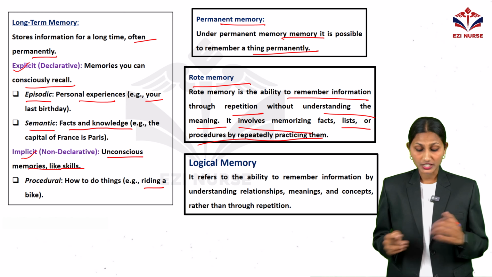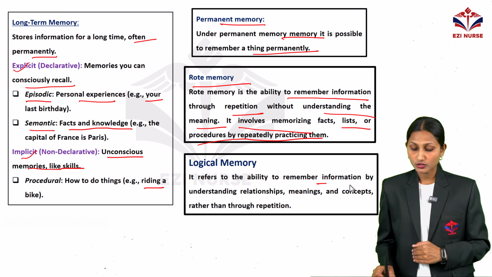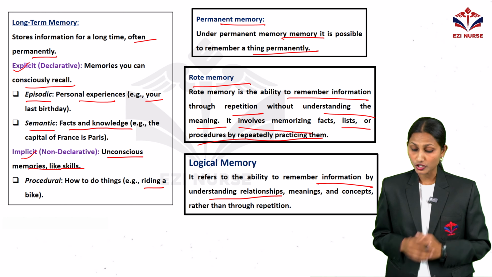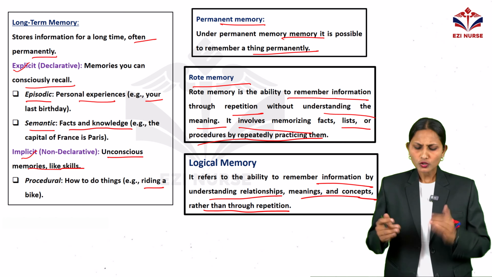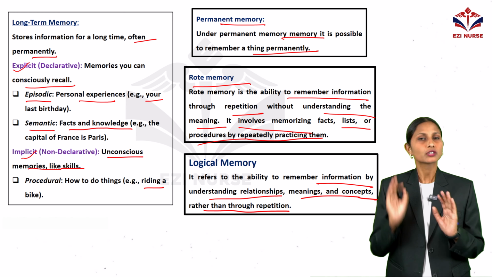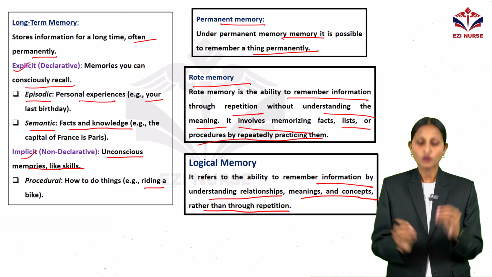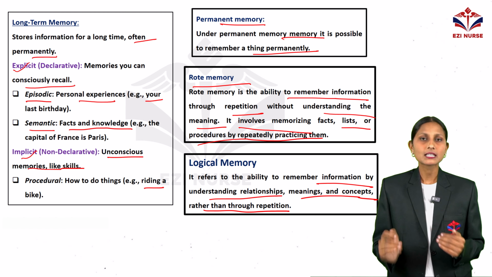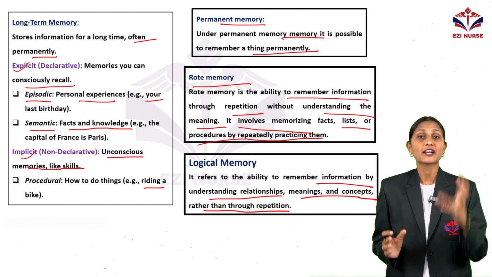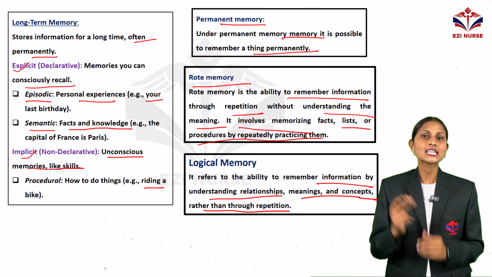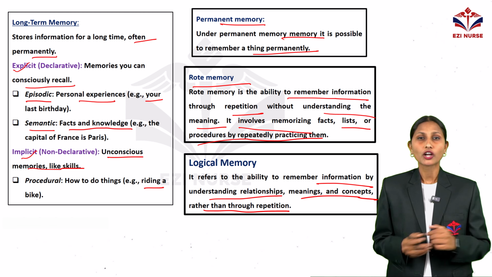Next one is the logical memory. It refers to the ability to remember information by understanding relationships, meaning and concepts rather than through repetition. So here we are not going to focus on repetition. We will just focus on the meanings, what the concept is, and we will try to understand that concept. And in that manner, we will try to store that information in our brain. So that is what logical memory is.